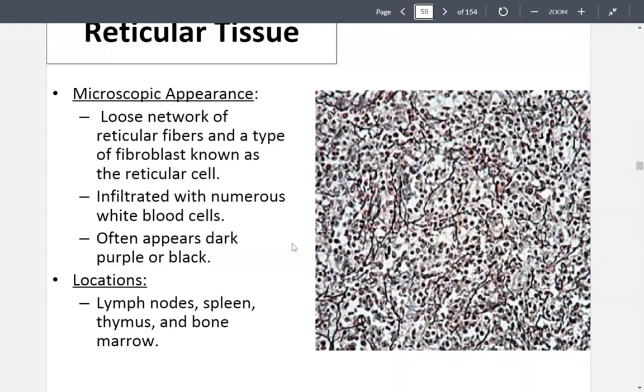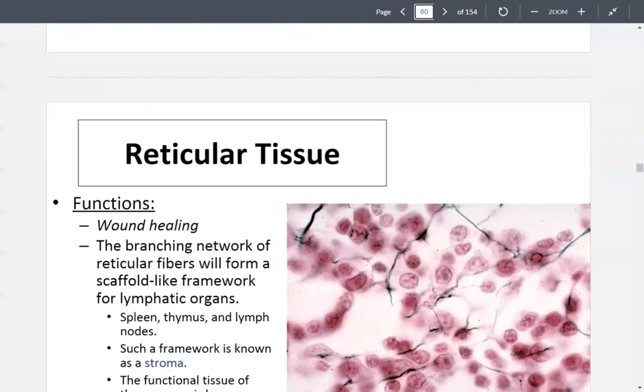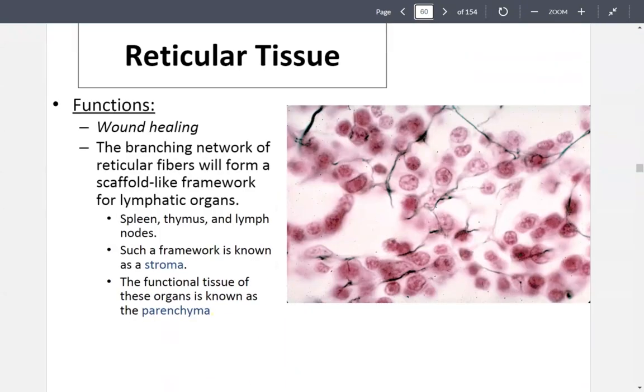So where do we find these? Lymph nodes, spleen, thymus, bone marrow, places where we need a lot of structure and framework, but we also need a lot of wound healing and defense, because its role is wound healing. This branching framework of reticular fibers will form a scaffold-like framework within lymphoid organs, such as the spleen, thymus, and lymph nodes, to support the various functions.